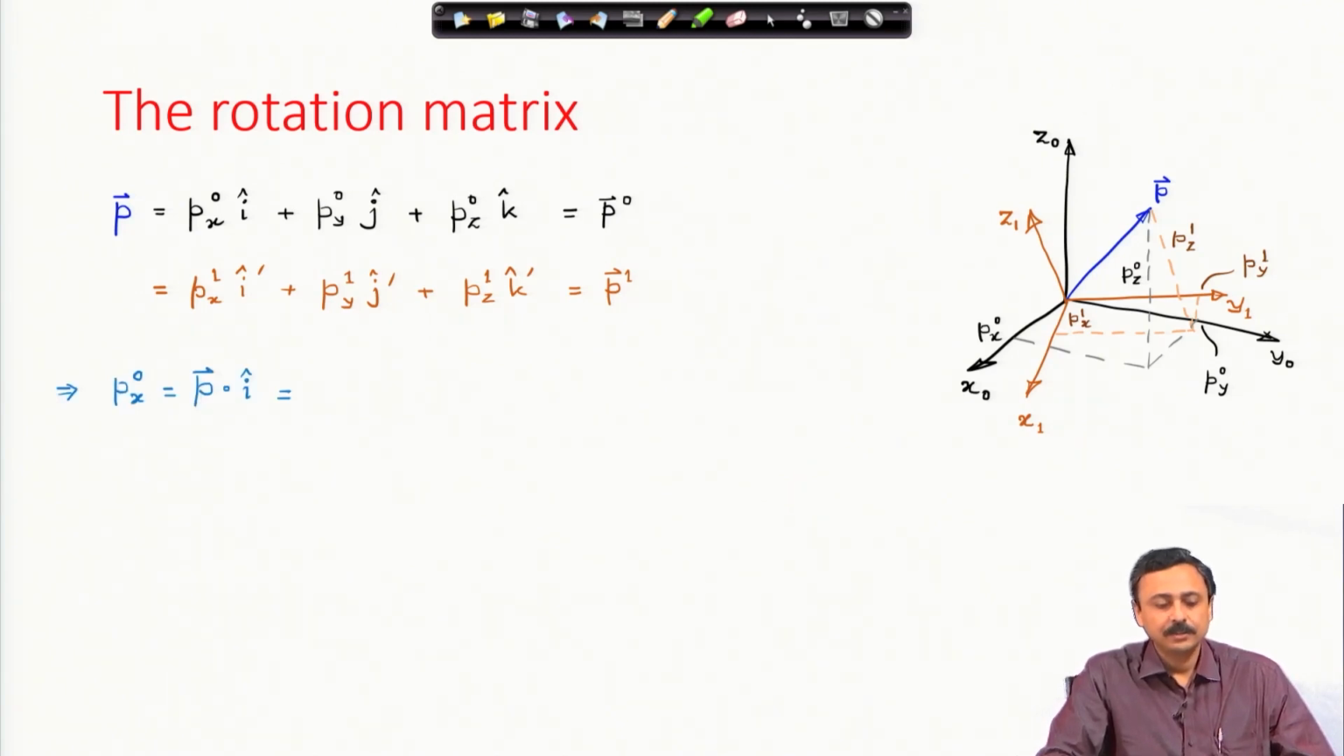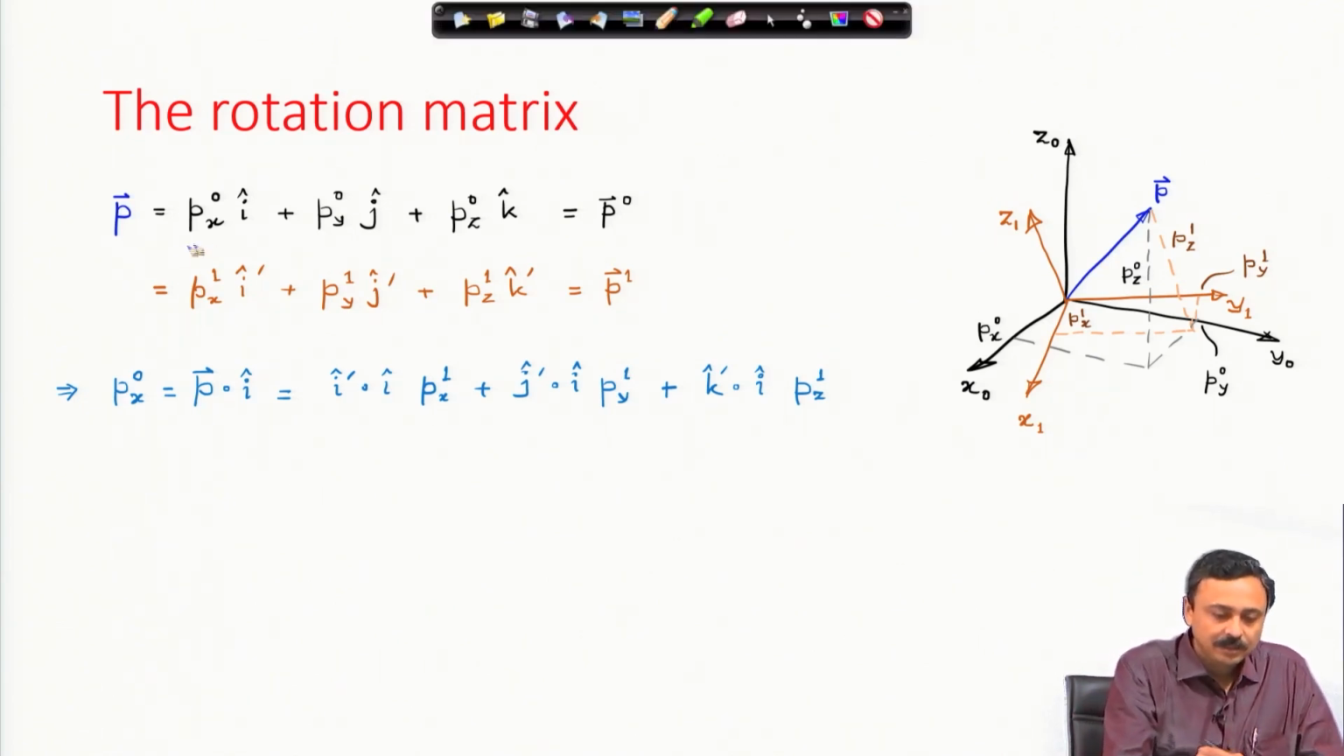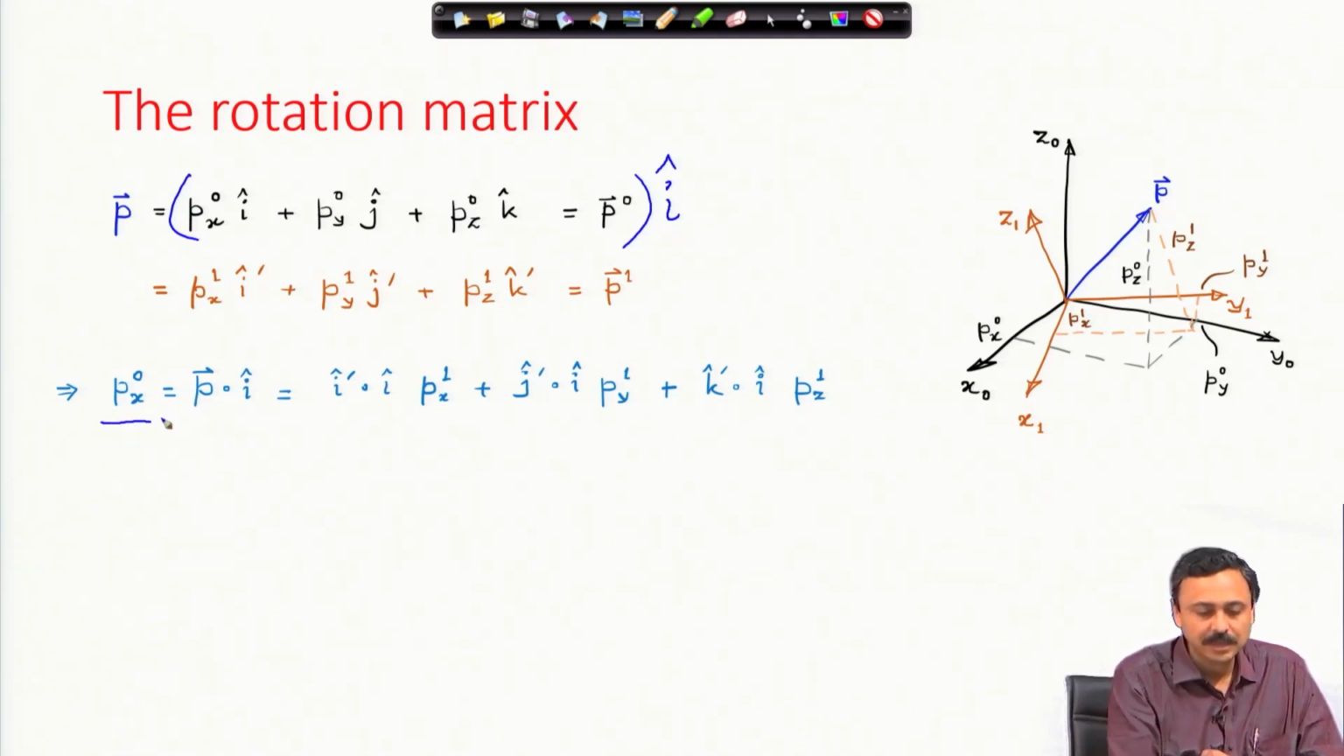How do I find p x 0, the x component in frame 0? I take a dot product of the vector p with i cap. What is i cap? It is the unit vector in the direction of x naught. I take a dot product of p with i cap. This is what I can write. Now, p I can choose as any particular vector. If I take dot with i cap, then it gives me p x 0.